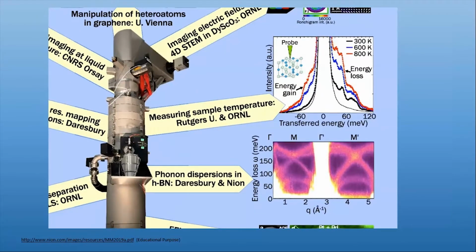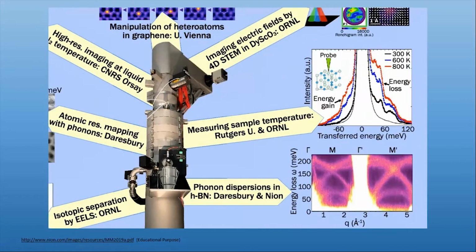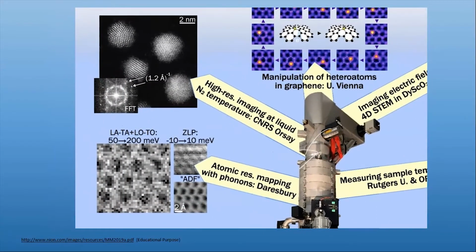Here we can measure the temperatures at certain points, shown by photon dispersions. Here is imaging capable at liquid nitrogen temperatures, which is useful for materials that would normally be damaged by electrons, such as polymers.